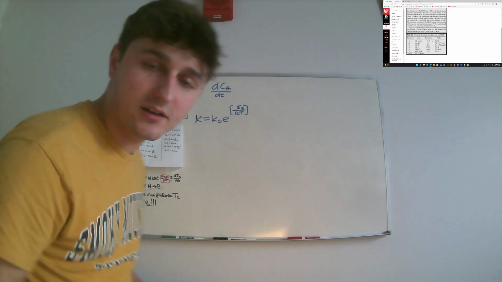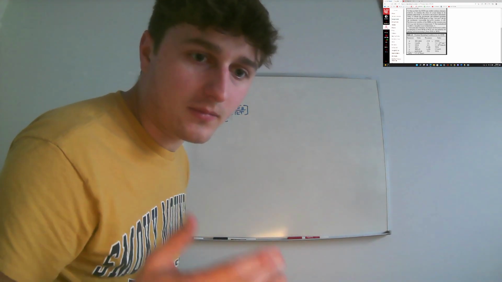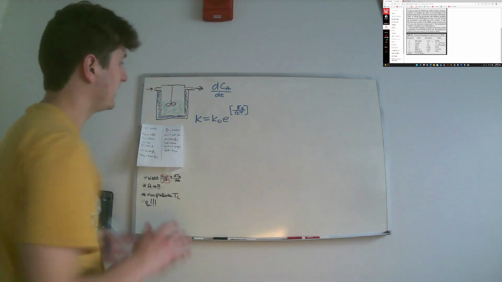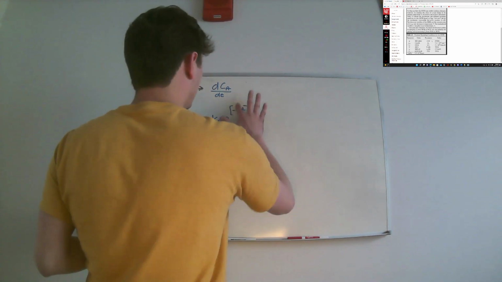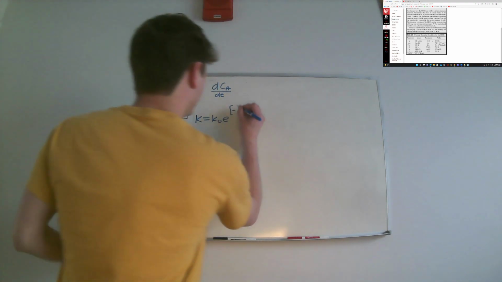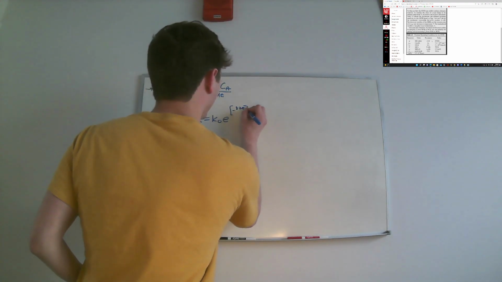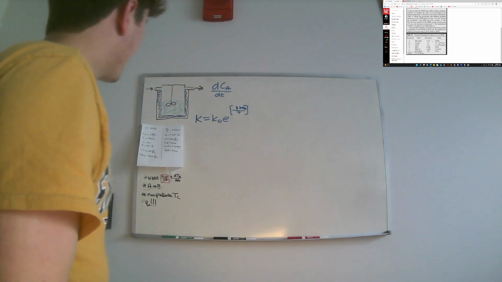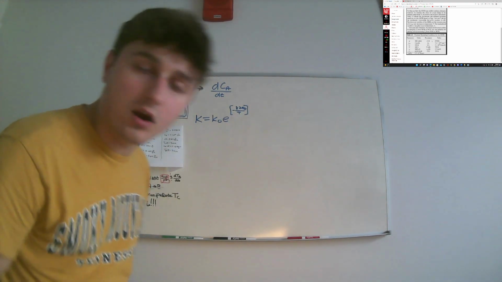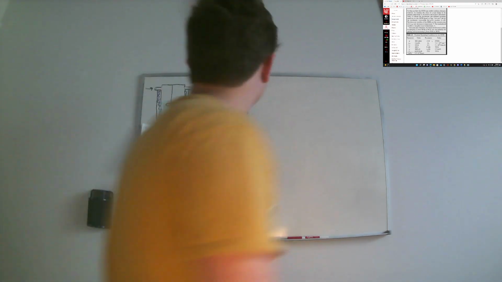Thankfully for us, we have another shortcut. On our constant conditions, what we know is that E_A over R is equal to 8750. So we have negative 8750 over T. But you look at that, we're already making progress. So this is going to determine our rate constant for us.